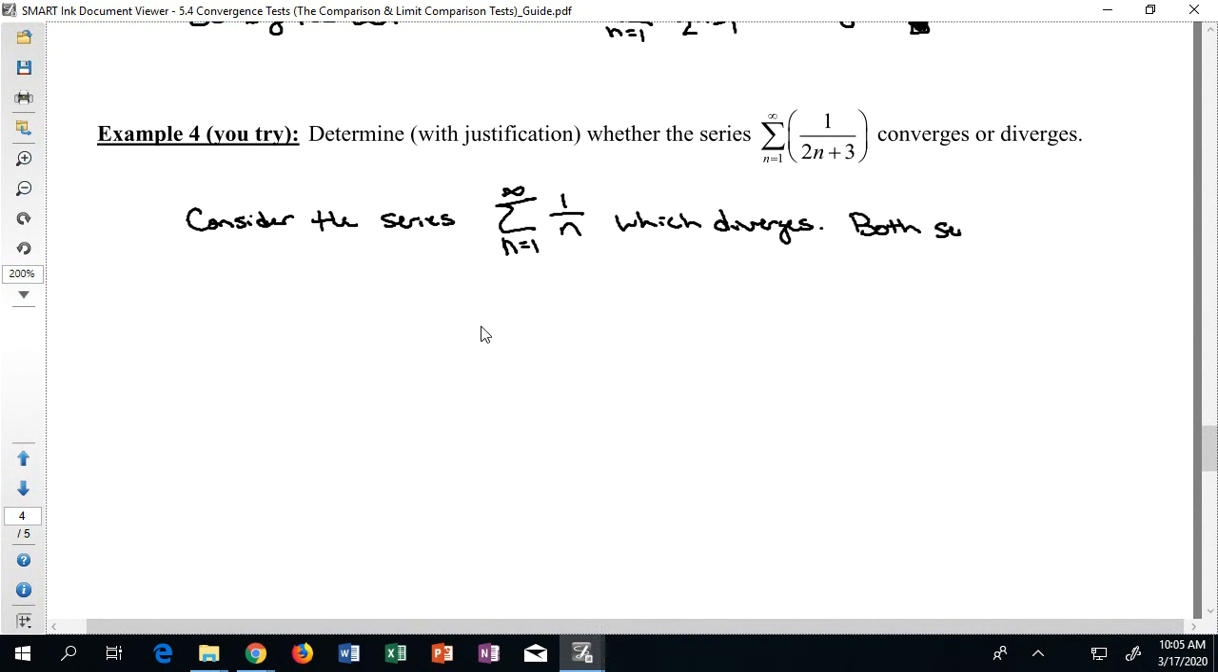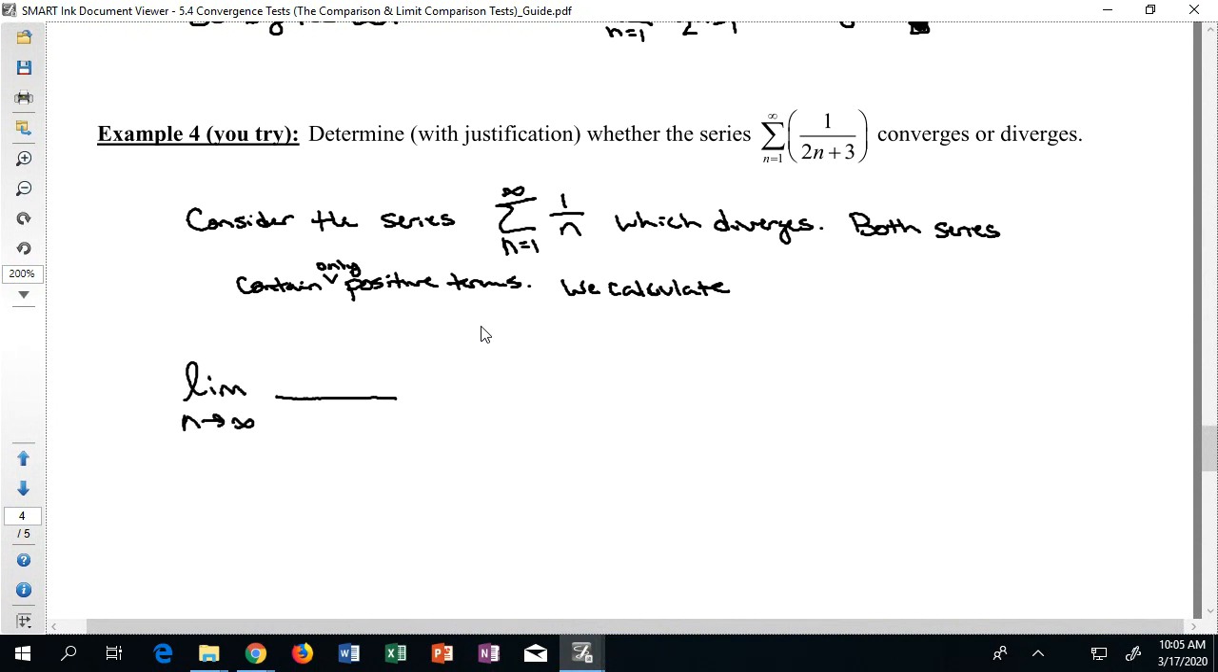Again, I'll say that both series contain only positive terms. We calculate. I'm going to set up my limit. Again, I can put these in whatever order I want. I'm going to go ahead and put it in this order. Feels like it'll work out nicely.